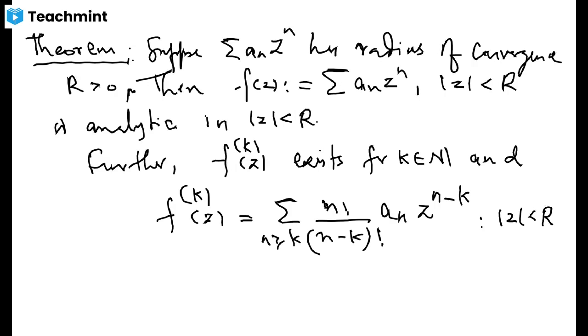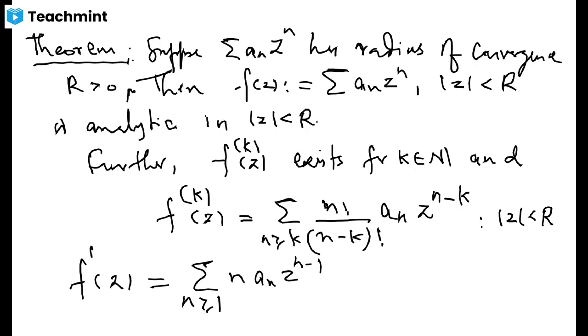If you take the first derivative of this function, it will be nothing but n times a n z to power n minus 1, and you just take n greater than or equal to 1, because n equals 0 has no benefit, it will be 0 in that case.